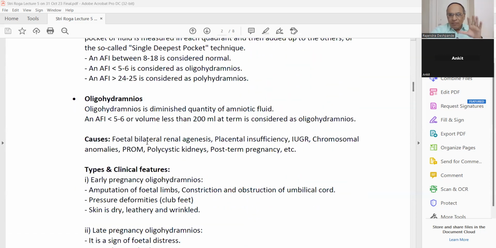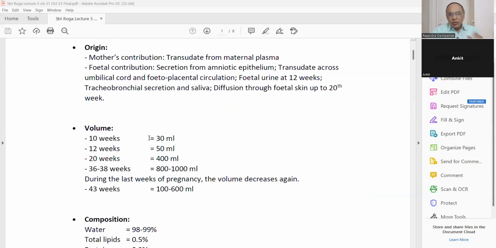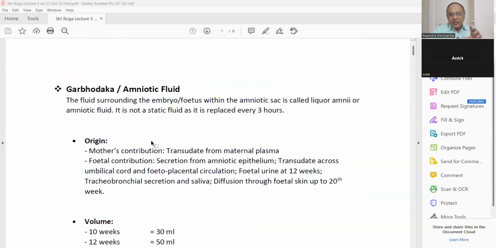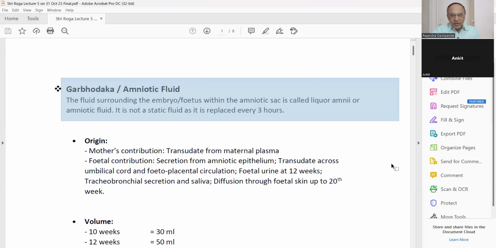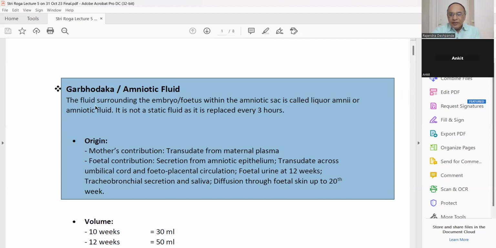Now, as usual, I will mark that particular content and you can focus on it. But each and every sentence is not important here. Let us see what is important and what is not important. Concentrate. Garbhodaka, here. You see the cursor. Amniotic fluid. What is the amniotic fluid? That is the fluid surrounding the baby in the Garbhashaya, in the uterus, during the 9 months.